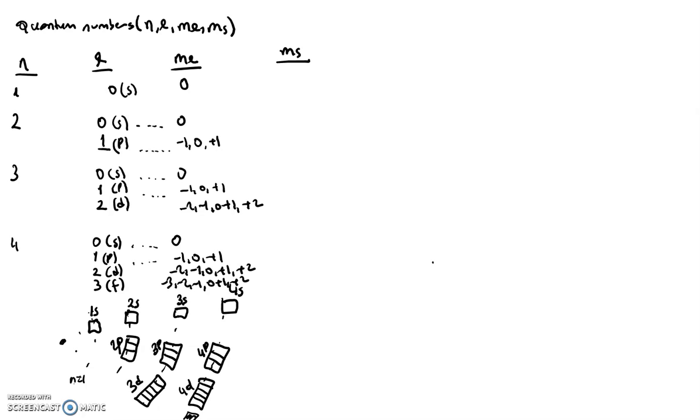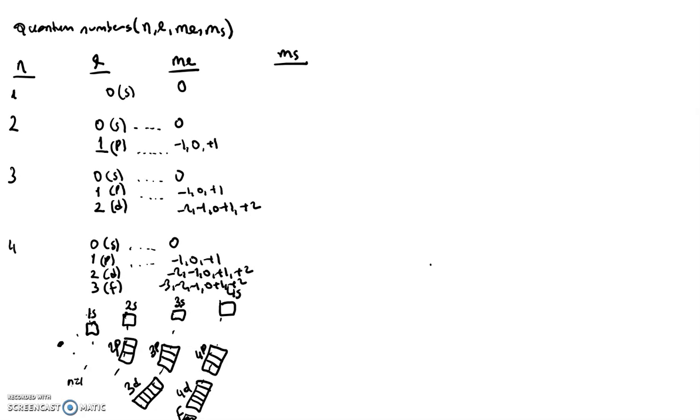Okay, so as we see here, we have s orbitals on the first shell, we have s and p on the second shell, we have s, p, and d on the third shell, we have s, p, d, and f on the fourth shell.